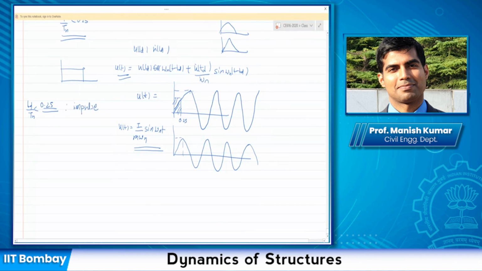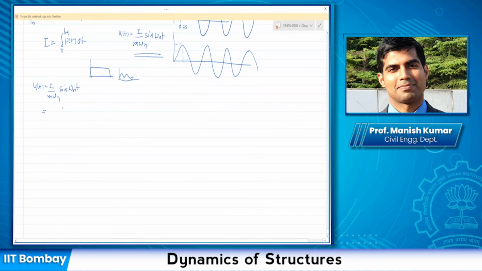The loading does not have to be of this shape, because shape does not matter now. When it is an impulse, all that matters is the area under the force. It does not matter whether it is this or any random loading, as long as the area is the same. You will get the same expression for u(t), and utilize that to get the peak response. And what is the peak response here? This is nothing but I m ωn, right? The coefficient of sin ωn t. But remember, this is the case for undamped vibration.